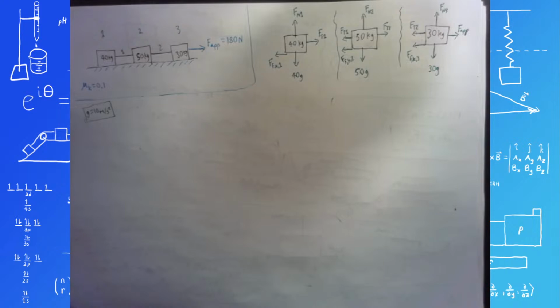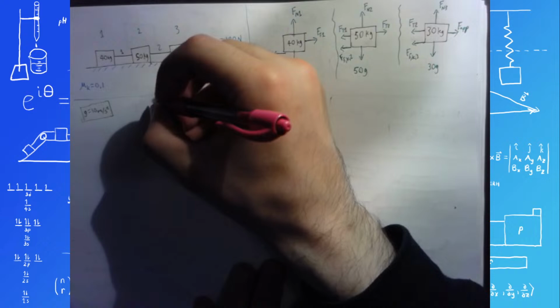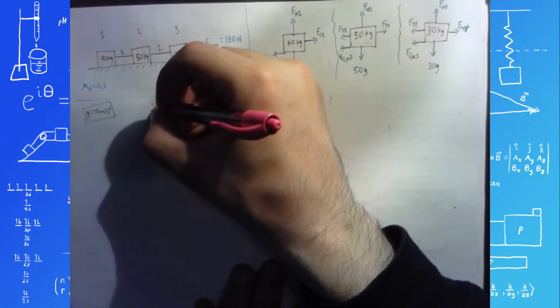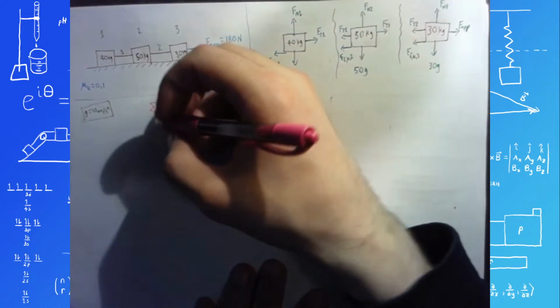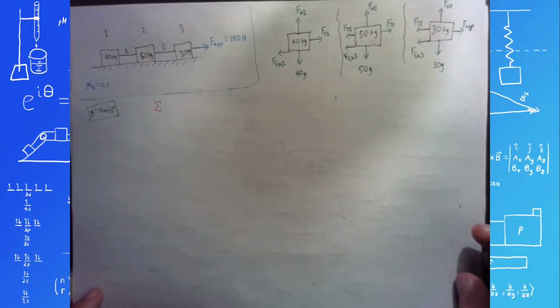Now we get to writing equations. So we've got, of course, 3 sets of equations. Because it's a 2-dimensional problem, you have to write an x and a y.